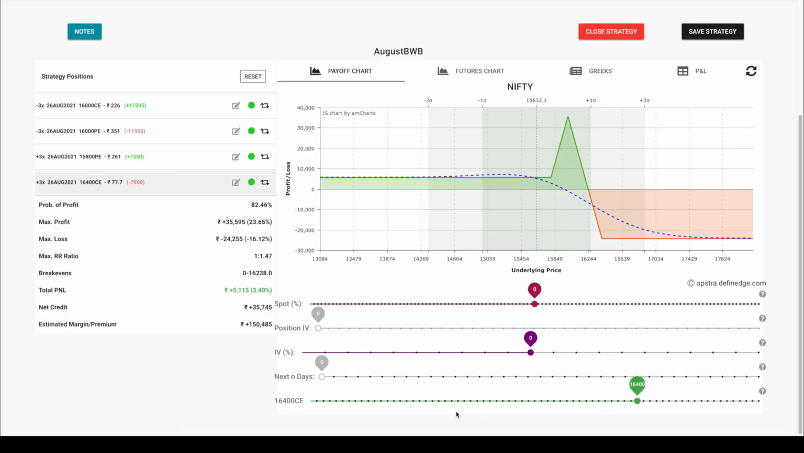Let's now take a look at a real life trade example and learn how to initiate a broken wing iron butterfly and also how to remove risk either fully or partially from the trade. On July 8, 2021, I initiated the following broken wing iron butterfly trade on Nifty with a bearish bias. The trade is as follows.